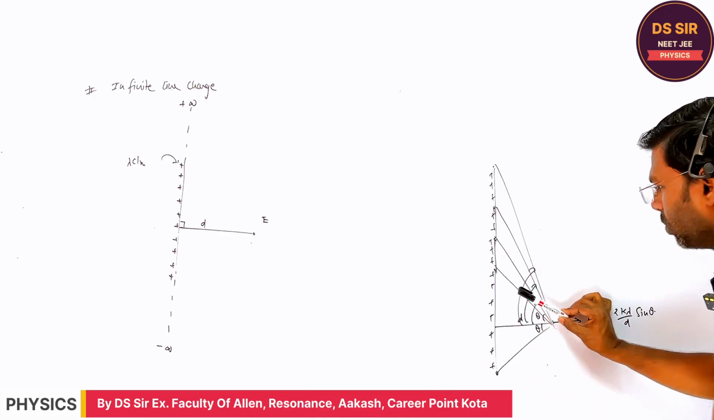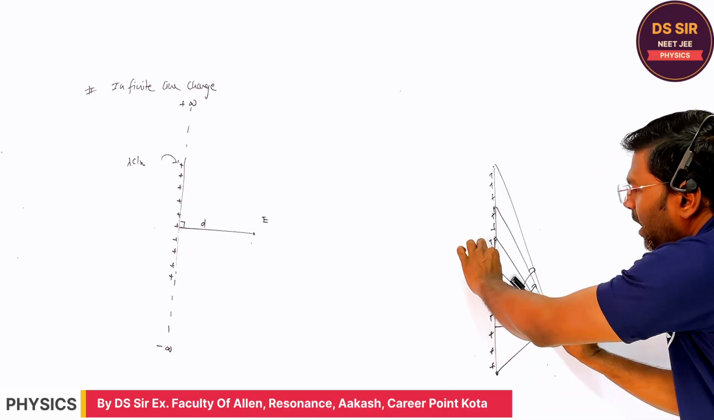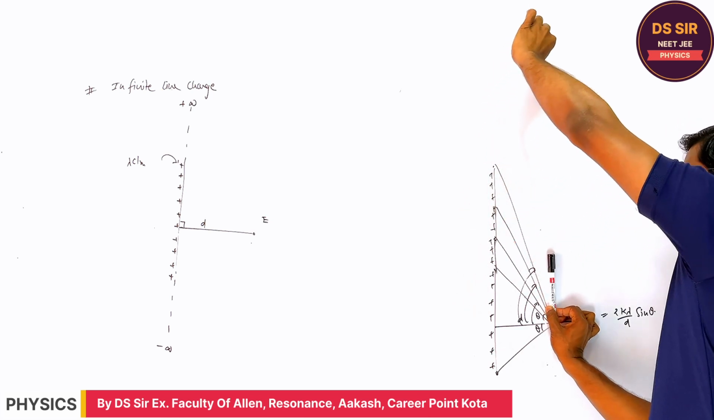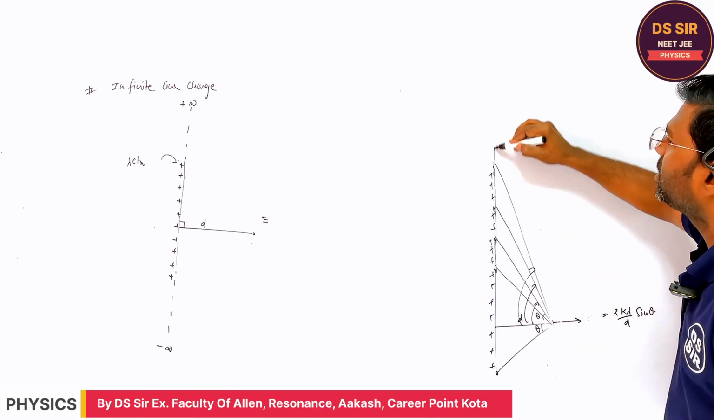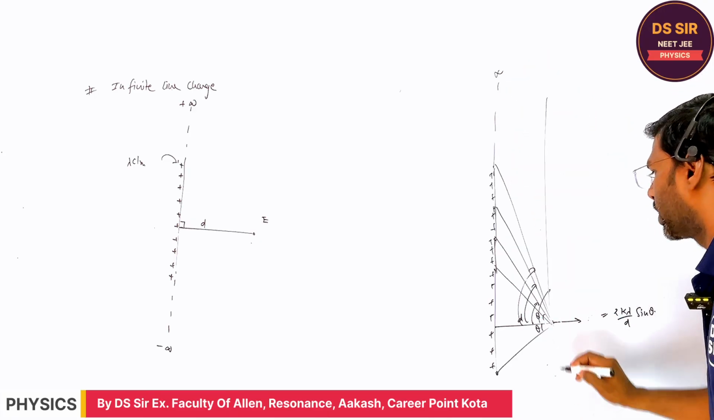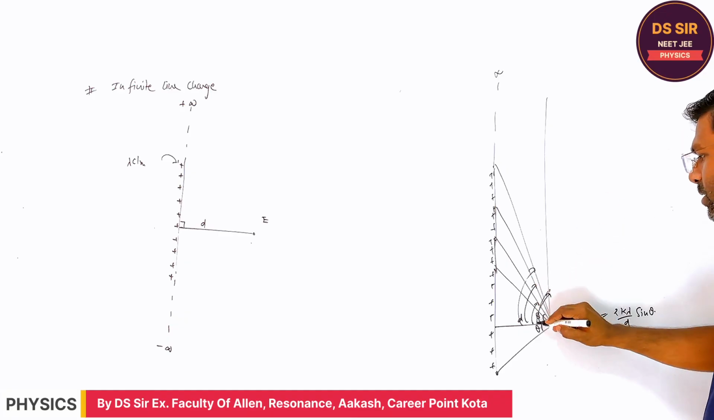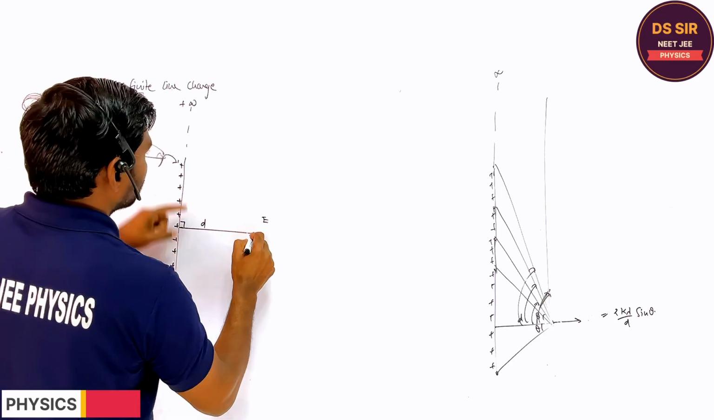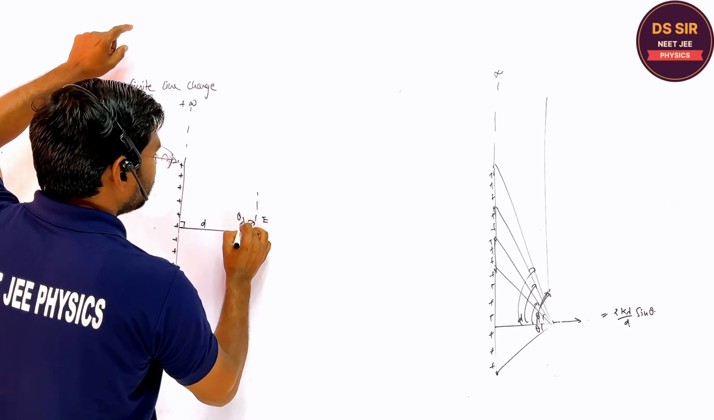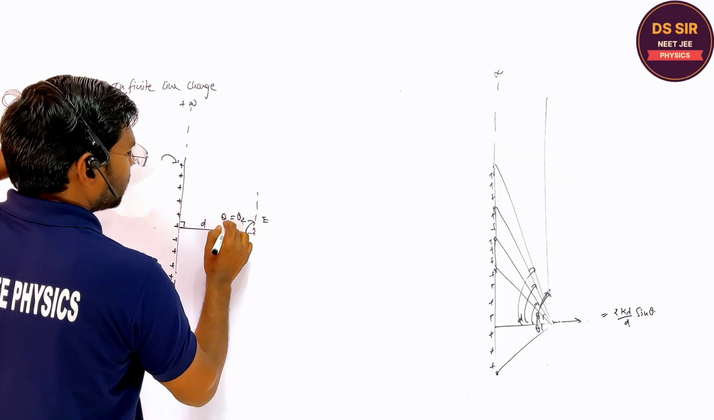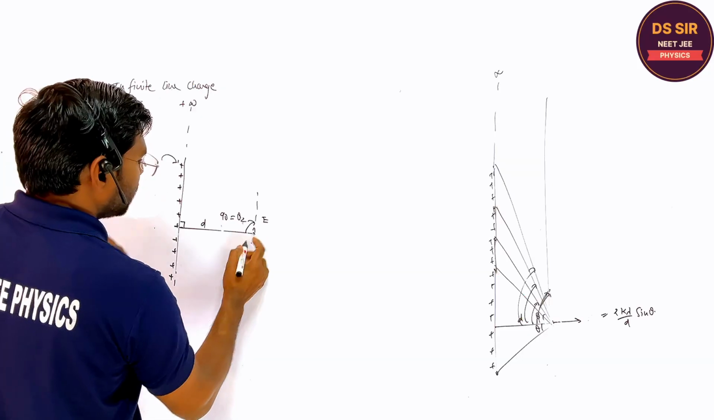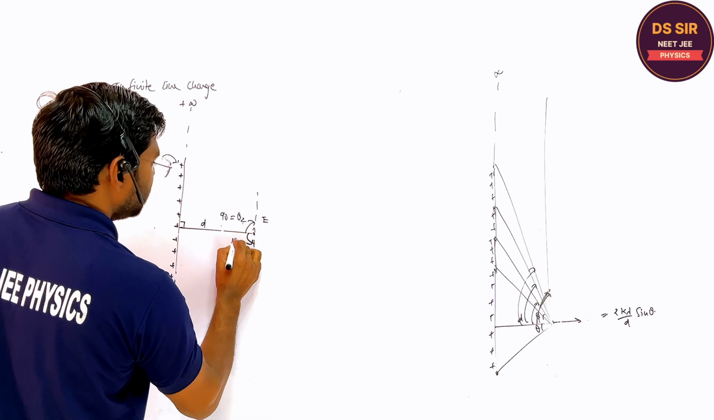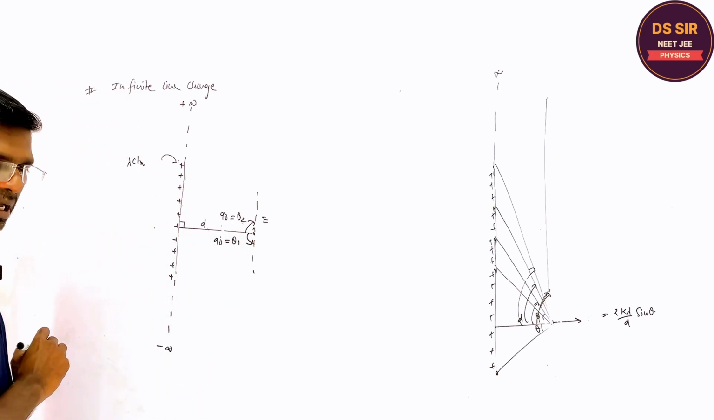So what will you tell? If this is theta and the line charge is increasing continuously like this, then for the infinite line charge, what is the value of theta? You tell me. 90 degrees, right? So for the infinite line charge, theta 2 becomes 90 degrees, and in the same way theta 1 also becomes 90 degrees. Are you getting or not?